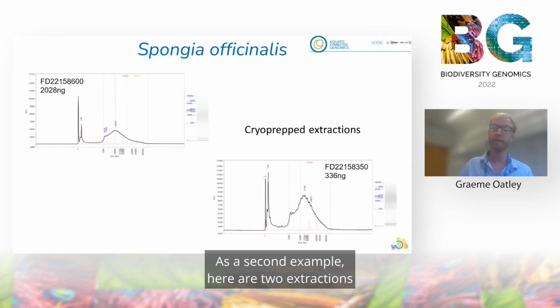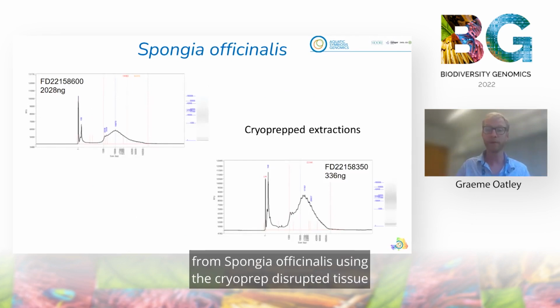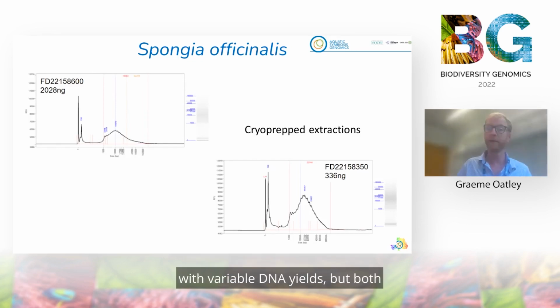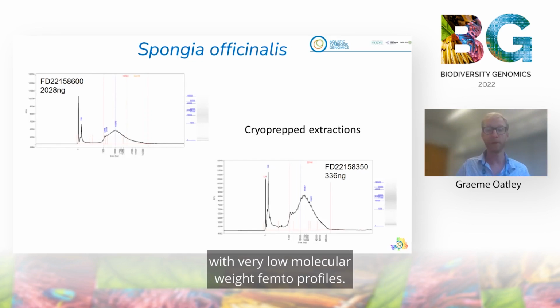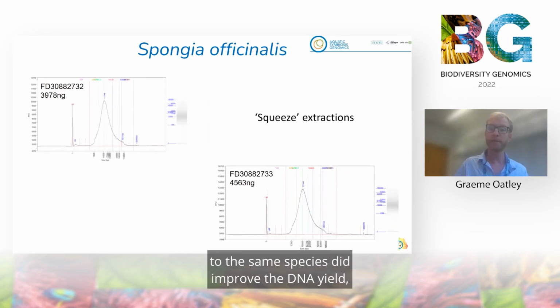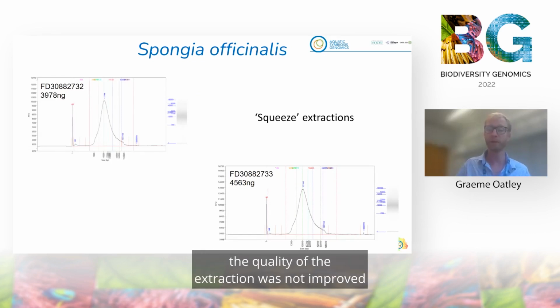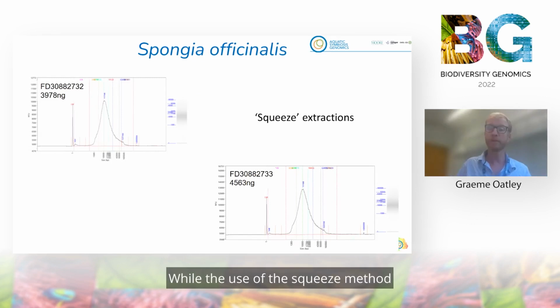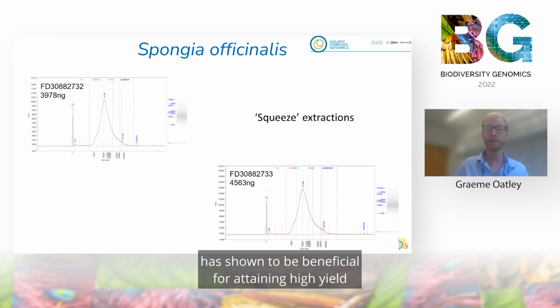As a second example, here are two extractions from Spongia officinalis using the cryoprep disrupted tissue with variable DNA yields, but both with very low molecular weight Femto profiles. And while applying the squeeze method to the same species did improve the DNA yield, the quality of the extraction was not improved. While the use of the squeeze method has shown to be beneficial for obtaining high yield and high molecular weight DNA from some species, it doesn't appear to be a solution for all species.